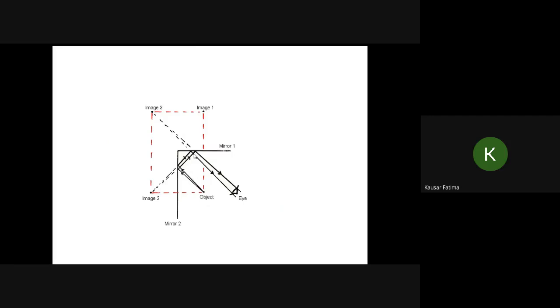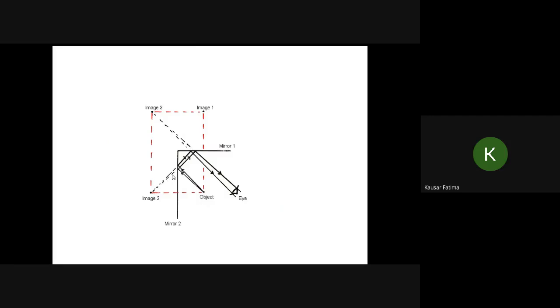Now you have to know the distance of the object. Suppose this is 2 centimeter, so this will also be 2 centimeter behind the mirror. Now for the reflected ray, you will keep the ruler here. This is the point again, so join this point and extend till it strikes the other mirror.